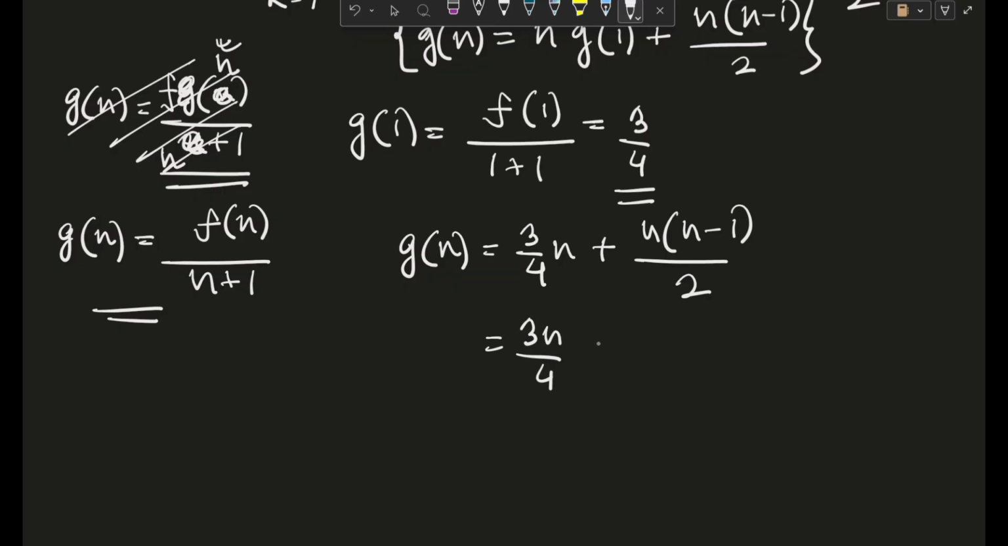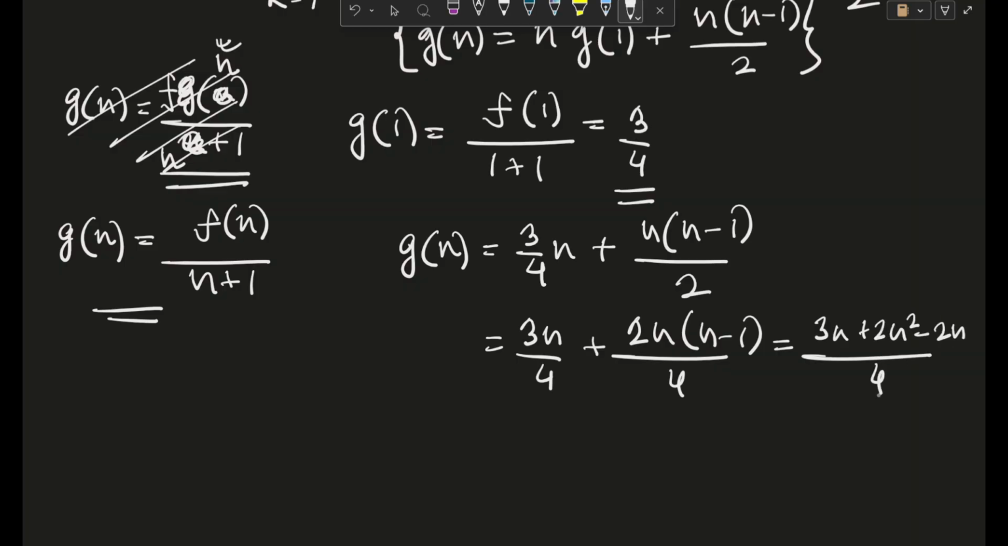This will be 3n by 4, and we can write this as 2n into n minus 1 whole divided by 4. So if we add it up, we will have 3n plus 2n squared minus 2n whole divided by 4. So this will actually become n into 2n plus 1 whole divided by 4. This is your expression for g of n.